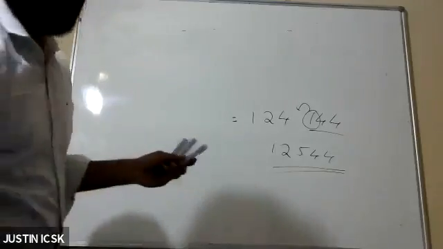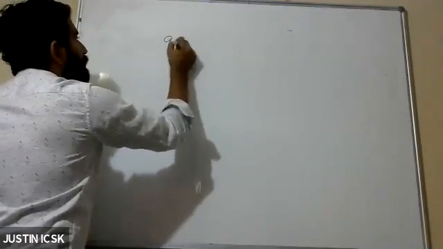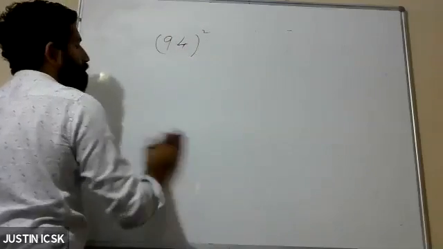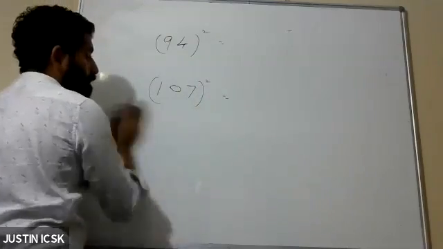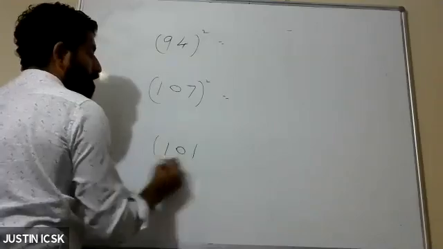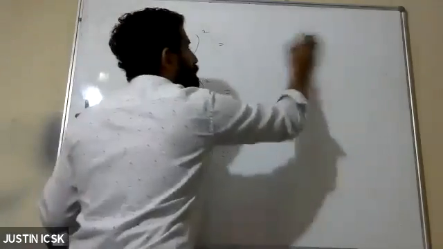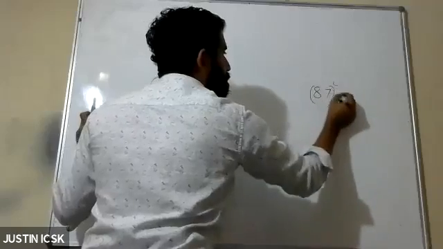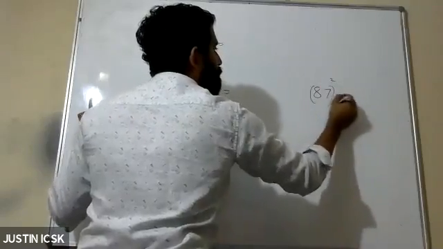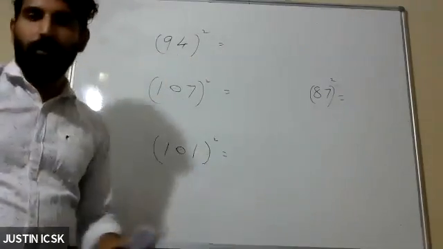I'll give some questions. Try to find the answers in less than 10 seconds. 94 square, 107 square, 101 square, 87 square. 94, 107, 101, 87.